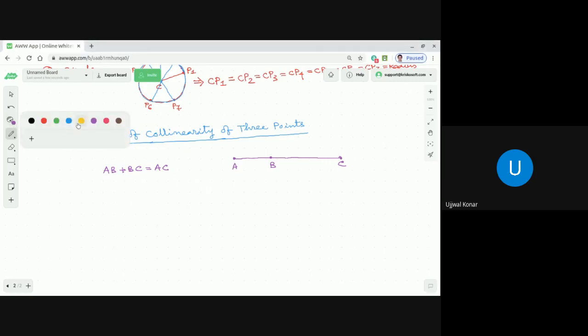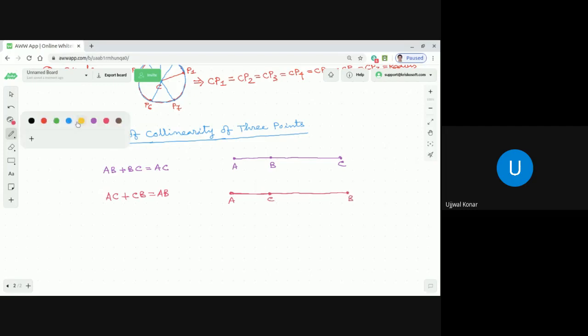So let me use a different color. We can write AC plus CB is equal to AB. In that case, what will be the position of these points on the straight line? This will be A, this will be C, and this will be B.